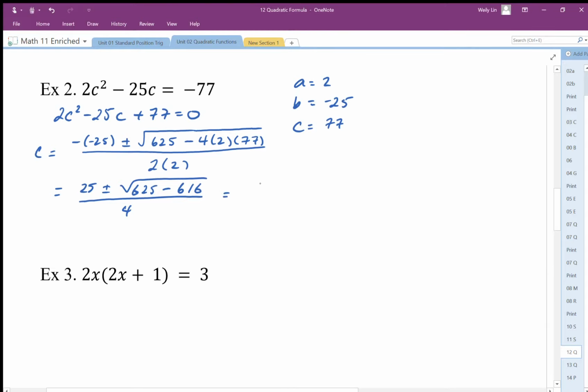And then we end up with 25 plus minus the square root of 9, over 4. So this simplifies to 25 plus 3 divided by 4, which is 28 divided by 4, which is 7. And 25 minus 3, which is 22, divided by 4, which is 22 over 4, which simplifies to 11 over 2. Okay, so those are the two solutions to that quadratic equation.